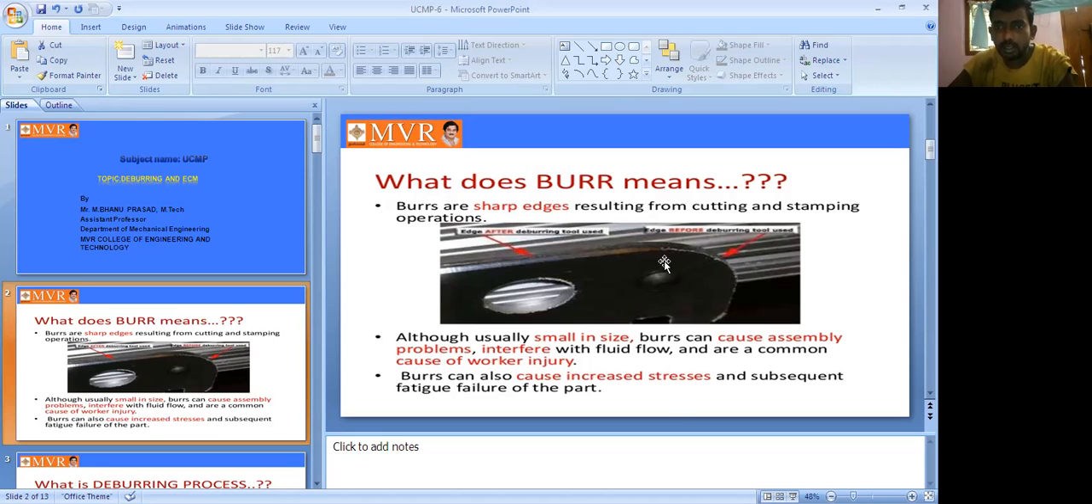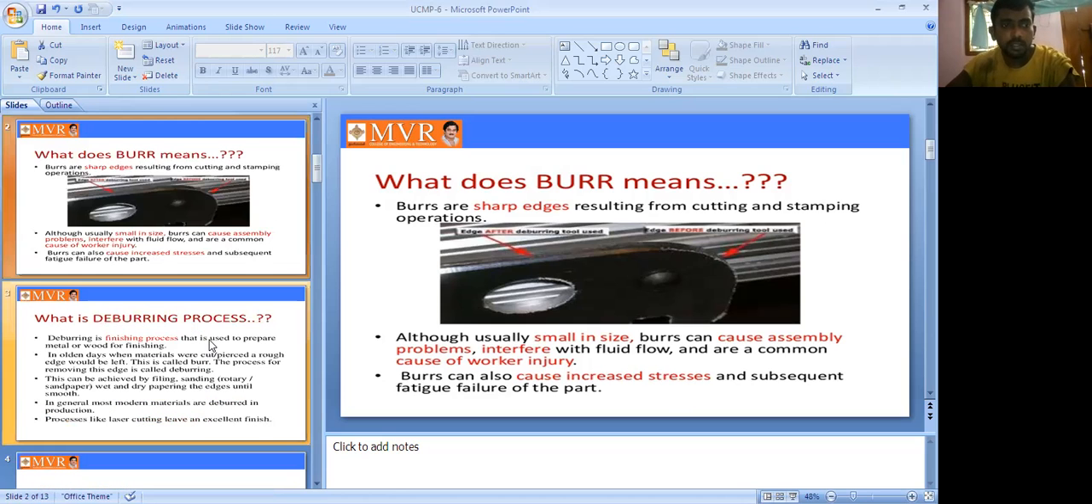Burrs are sharp edges on the metal. We can see it before the deburring tool is used, and after the deburring tool is used we can see the difference. Majorly we can see the surface differences before deburring and after deburring.